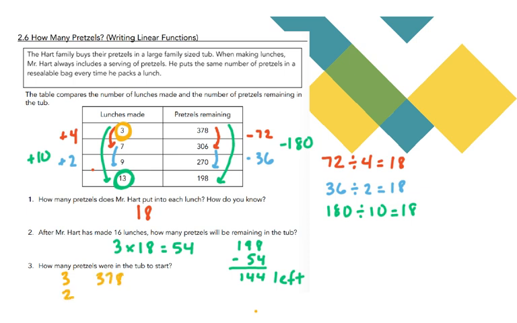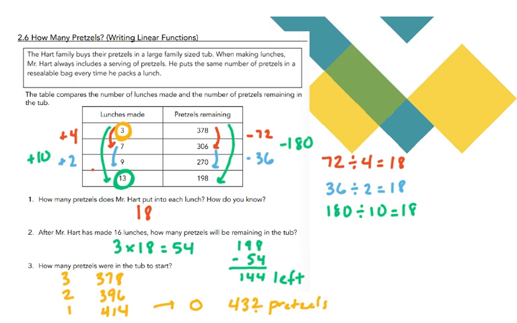If I had only made 2 lunches, I would have 18 more pretzels than I do, so that would be 396. And if I had only made one lunch, that would be another 18, so I would then be at 414. And what if I had made no lunches at all? Well, add another 18 on, and I would have been at 432 pretzels.